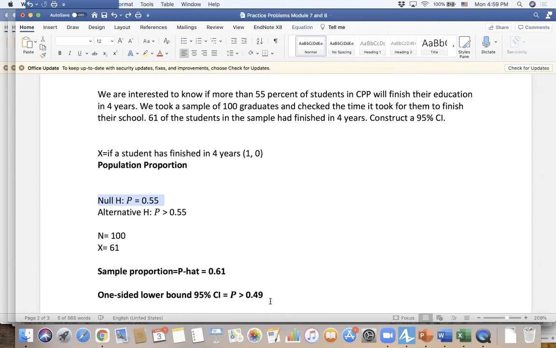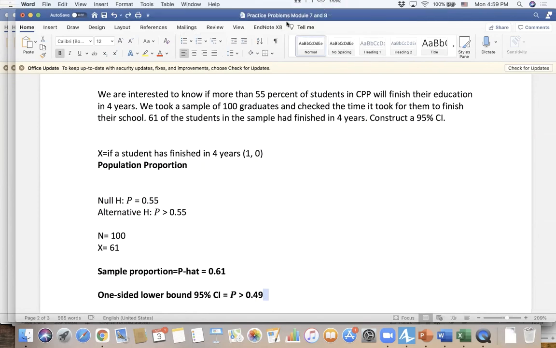So I have no reason to just say, oh, you're wrong. I cannot say you are correct, but I cannot say you are wrong. So I fail to reject you, just because your null hypothesis falls in the interval. I know P is greater than 0.49, and your hypothesized value is in the interval that I think P belongs to. So I fail to reject the null hypothesis.